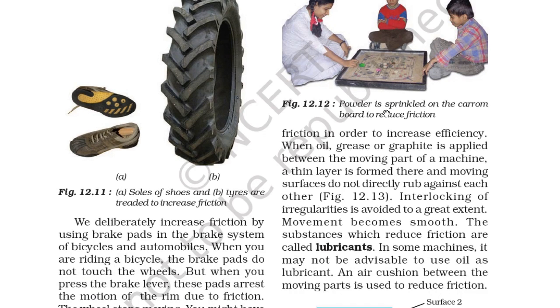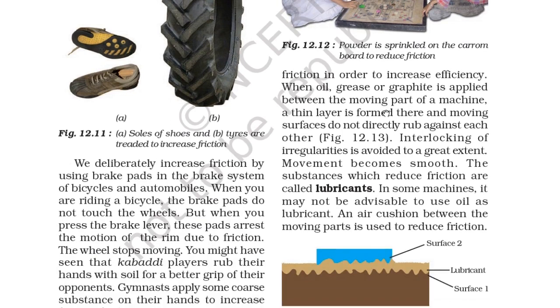So we deliberately increase friction by using brake pads in the brake system of bicycles and automobiles. When you are riding a bicycle, the brake pads do not touch the wheels, but when you press the brake lever, this pad arrests the motion of the rim due to friction.